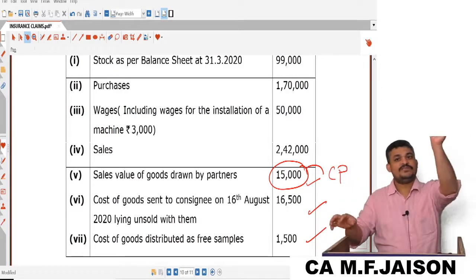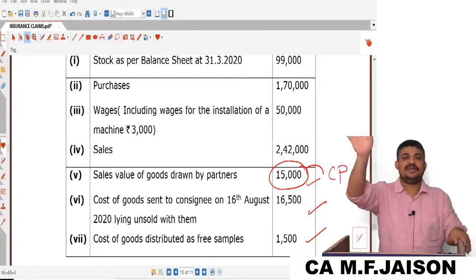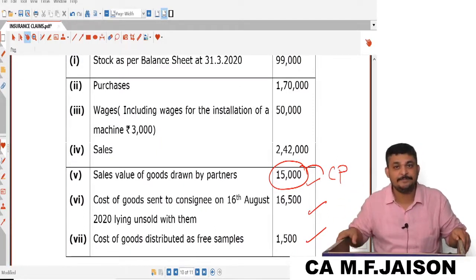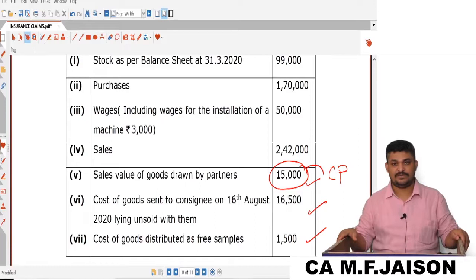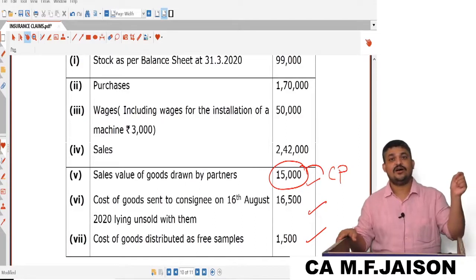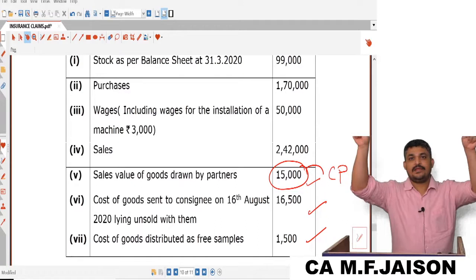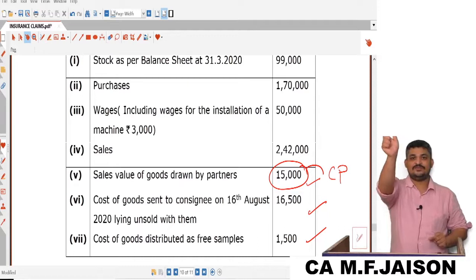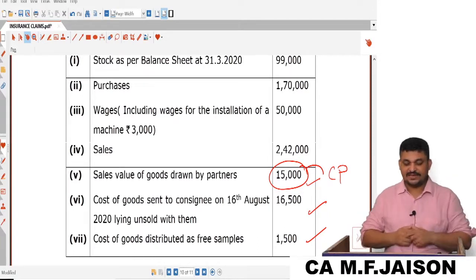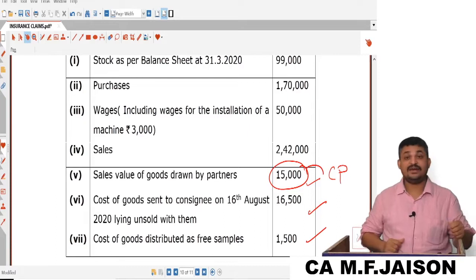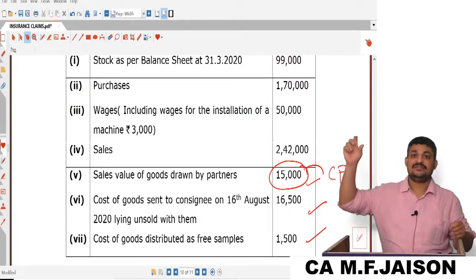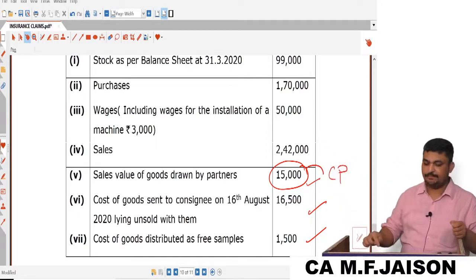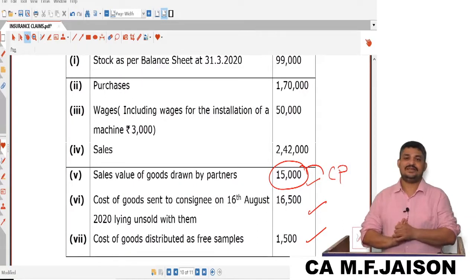Once again, opening stock, memorandum trading account. Here, no trading account and no GPR working, straight away stock on date of hire. Why? GPR is given in the question. How much is the GPR? 20%. So you directly proceed to find stock on the date of hire. Prepare the memorandum trading account. To opening stock, normal goods 95,000, abnormal goods 4,000. Then purchases 1,70,000, wages 47,000. By sales 2,40,000 and 2,000. Then the remaining 3 numbers should be shown on the trading account credit side.